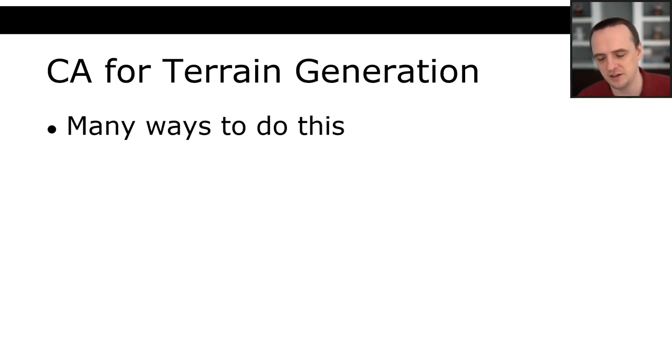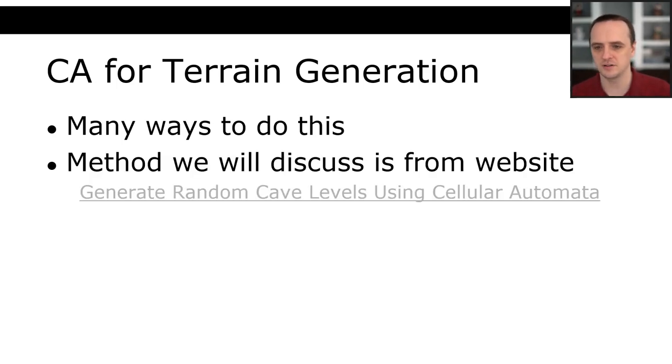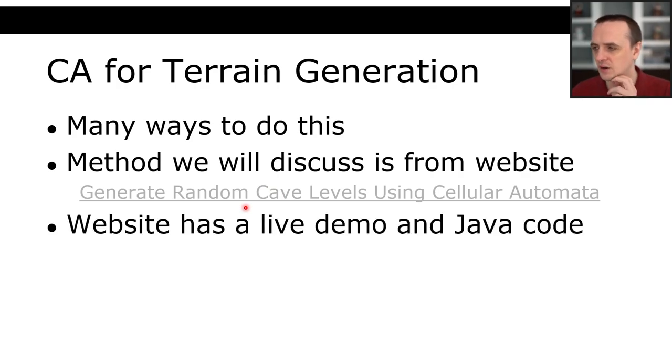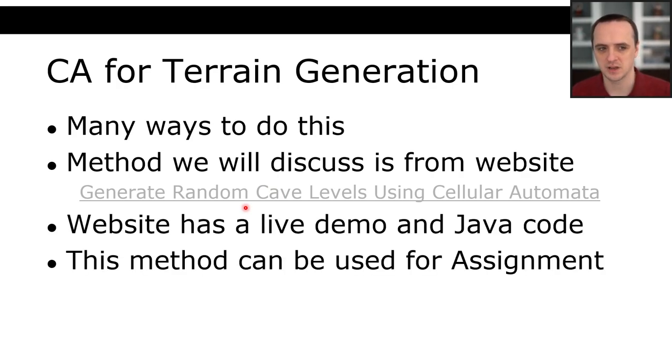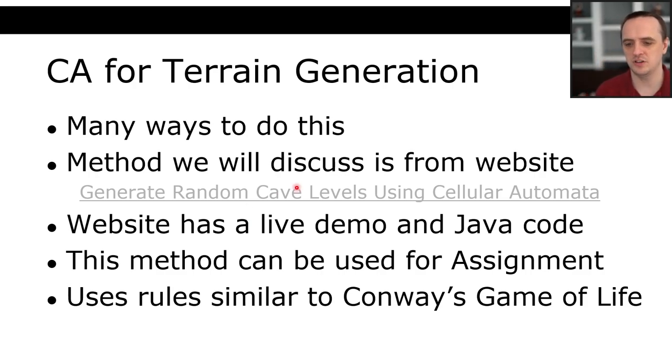There are many different ways to do this, but we are going to discuss the one from this website because this website is really well done. You can refer to it. You can use the code from that website if you want to. I think it's in Java, but you can easily convert that to C++. And it has a live demo that we'll be looking at in a little bit. This method can be used for the assignment, but you are not limited to this method. This method is going to use rules similar to Conway's Game of Life.